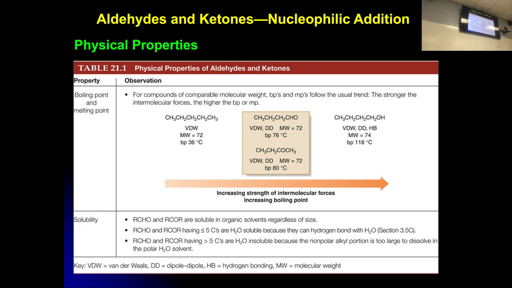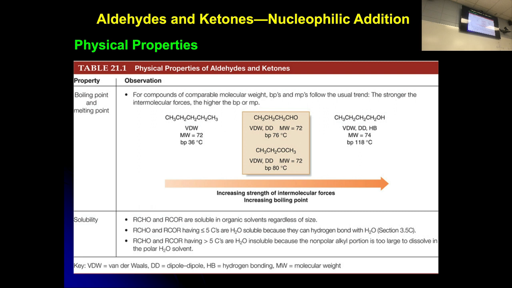You're going to find that aldehydes and ketones are soluble in organic solvents. You're going to be able to take an aldehyde or a ketone and dissolve it in things like dichloromethane, methyl acetate, and benzene, and other organic solvents. You'll be able to do that, okay?